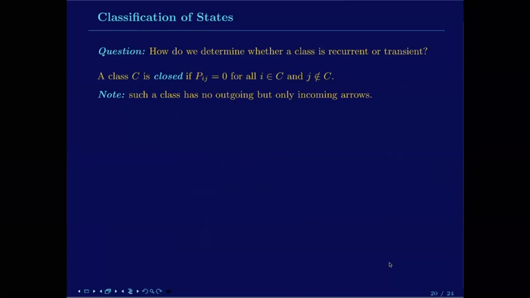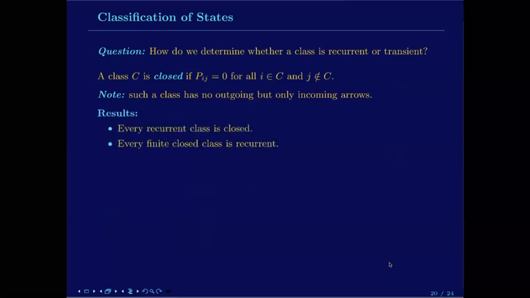For this, we look at the notion of a closed class. A closed class is a class which cannot be left. So the transition probabilities P_ij for i being inside the class and j being outside the class are all 0. So the class cannot be left. There's no transition out. So graphically, such a class has no outgoing, but only possibly incoming arrows.